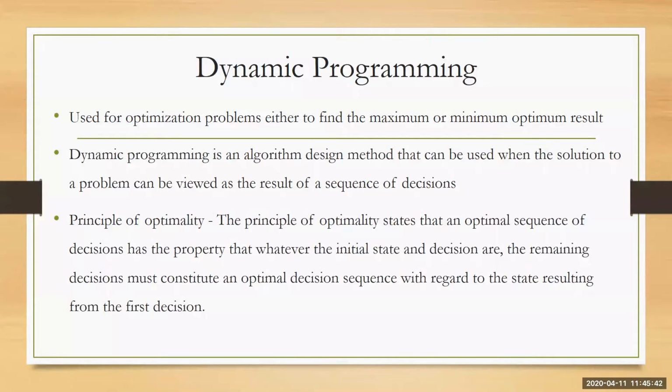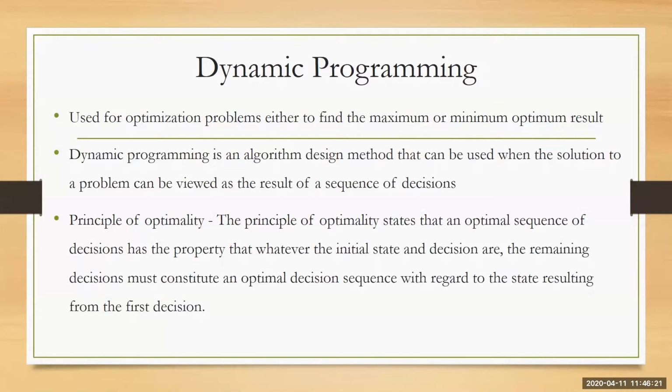Second point, dynamic programming is an algorithm design method that can be used when the solution to a problem can be viewed as a result of a sequence of decisions. See, in dynamic programming, the result is obtained from the sequence of decisions taken in different stages. So the problem will be divided into different stages, and at each stage, based on whatever decisions you take, the final result will be based on those decisions. That is what we call dynamic programming, and it follows the principle of optimality.